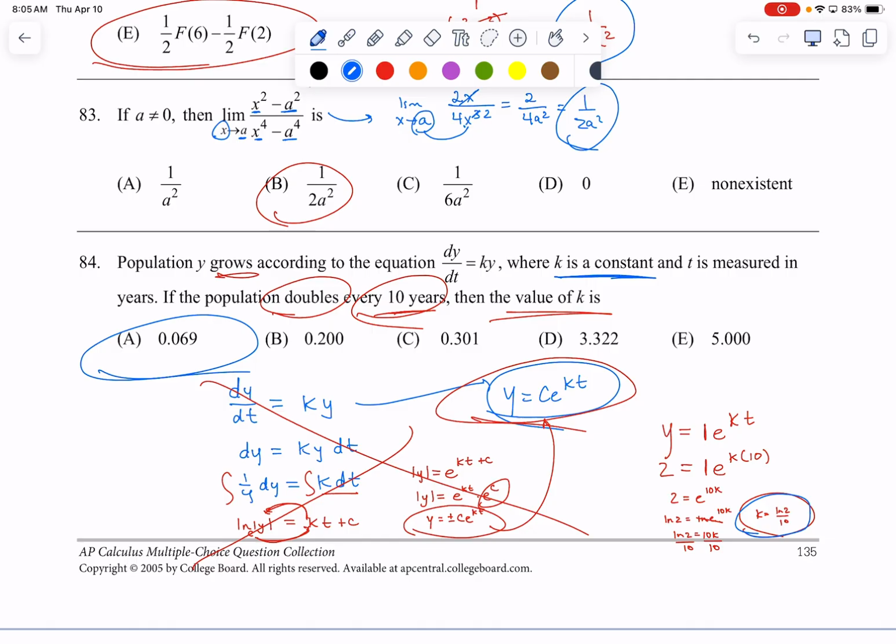But then you're just supposed to know to use 1 as the start. You could say C and just go C e to the 10K, but then when it doubles, you're going to have to put 2C over here. I just pick a number. I think it's easier to pick a number. If you don't pick a number, you have to use a generic C.